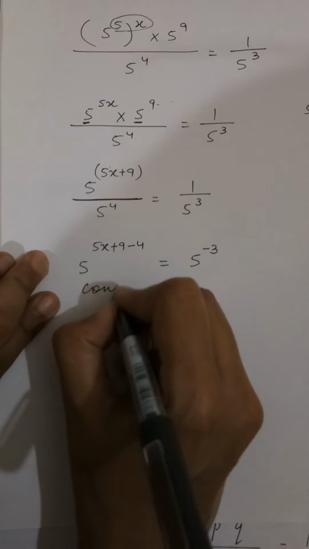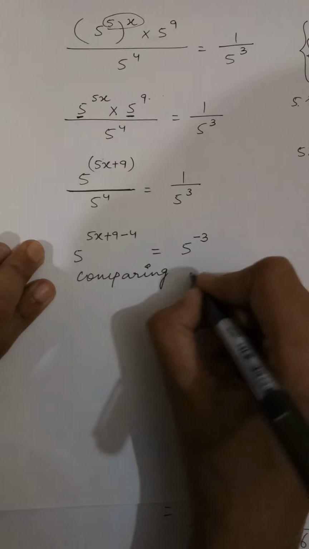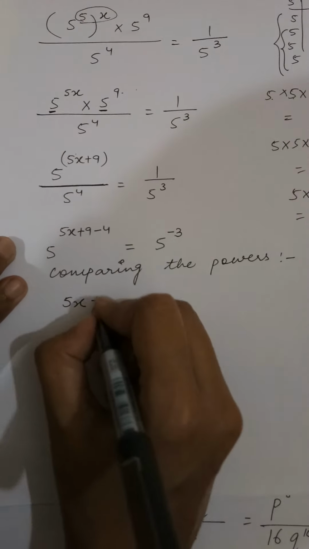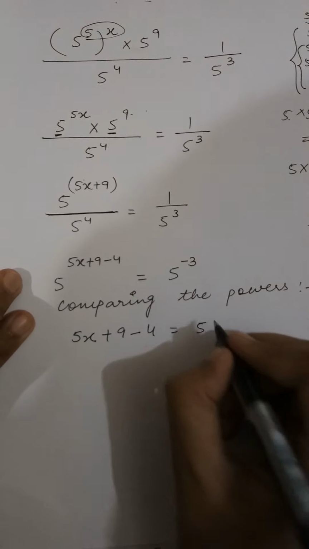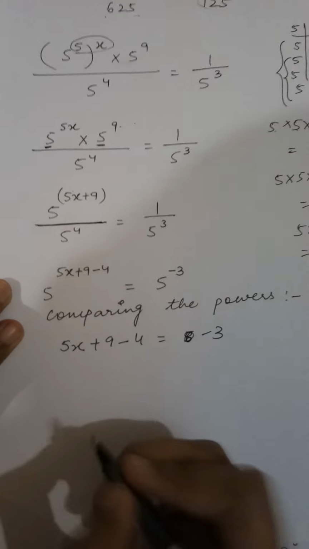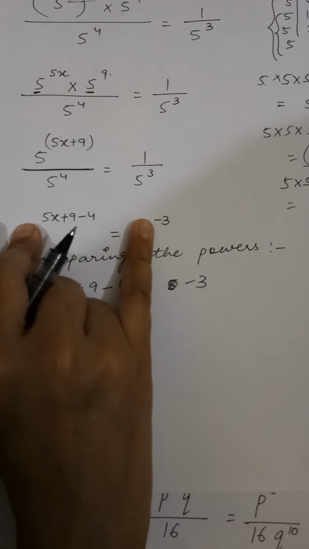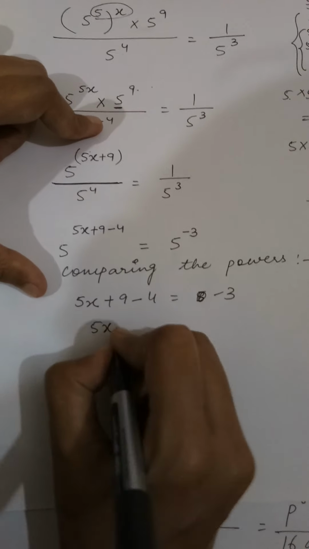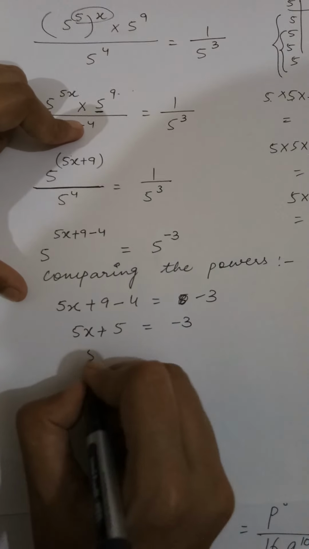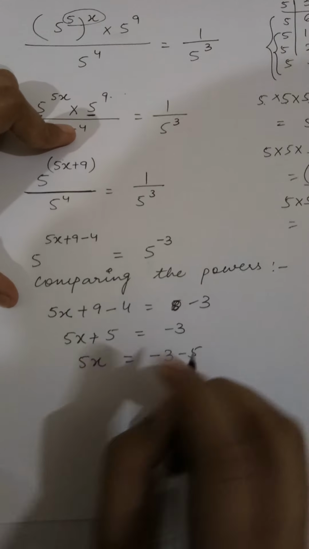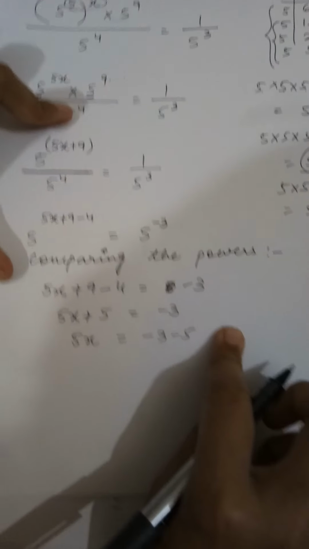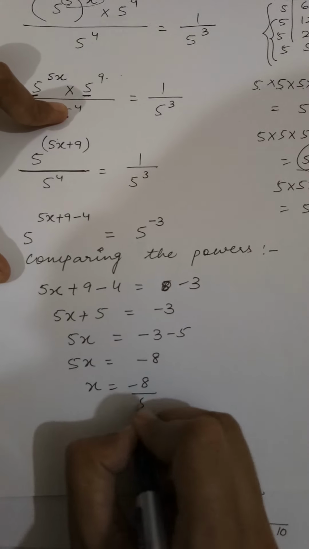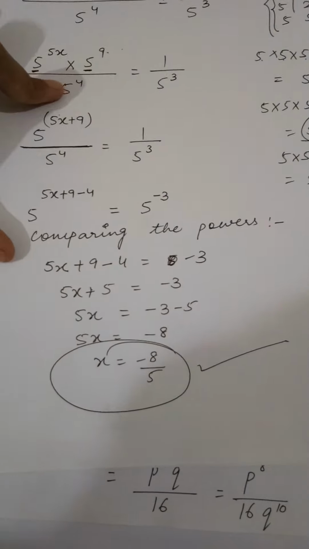When the base is same, let us compare the powers. This will become 5x plus 9 minus 4 equals to minus 3. Because the base was same, I have not written the base, I have just compared the powers. 5x plus 5 is equals to minus 3. 5x is equals to minus 3 minus 5. This plus 5 will go to the other side and it will change to minus. So 5x is equals to minus 8. X is equals to minus 8 upon 5, and this is your answer.